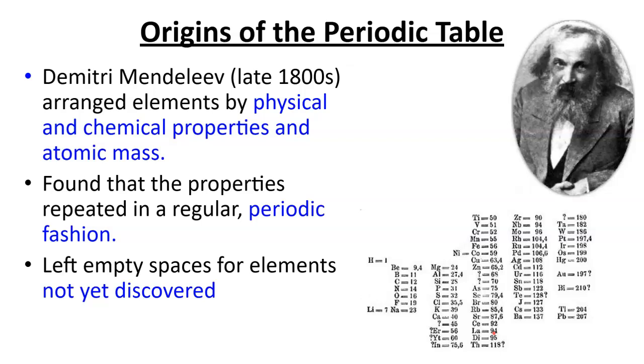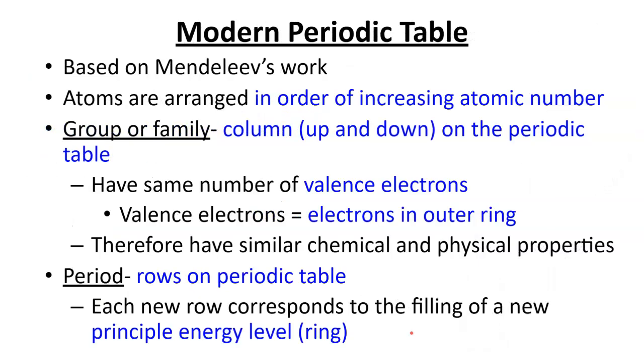The modern table was built on this, but the modern table was not arranged by mass, but instead by atomic number. You might remember from the previous video that the atomic number is also the number of protons. When we look at the periodic table, we have groups or families that go up and down, and these have the same number of valence electrons. This is going to be really important when we start to talk about electron configuration. The valence electrons are the electrons in that outer ring of the Bohr model.